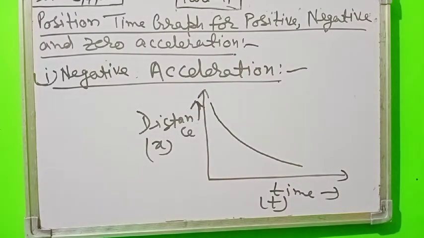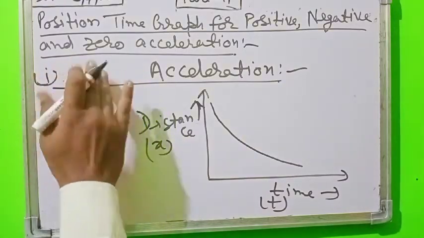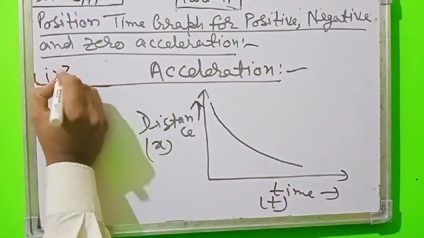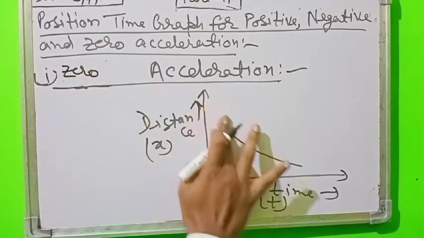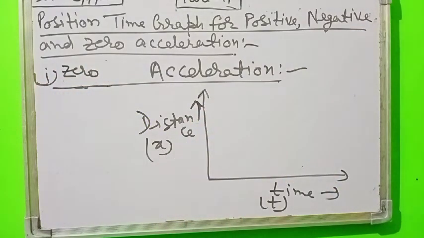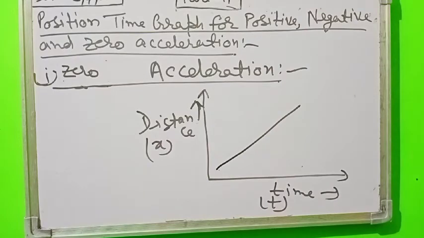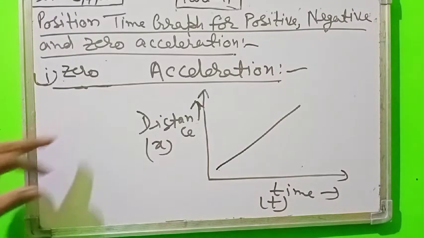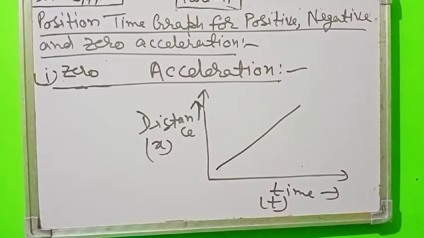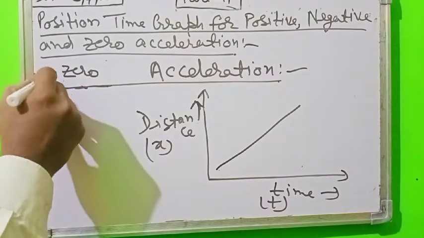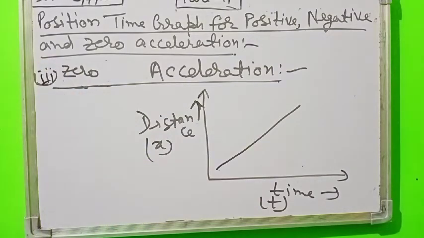And zero acceleration means the object is covering same distance, equal distance in equal interval of time. Means uniform motion, either at rest or uniform motion. If the body is either at rest or uniform motion, then that body is called as the body is moving with zero acceleration. Clear to all students? Positive, negative and zero acceleration.